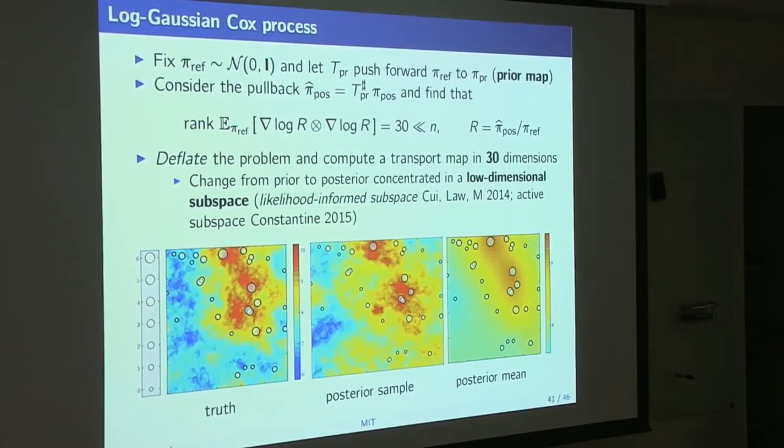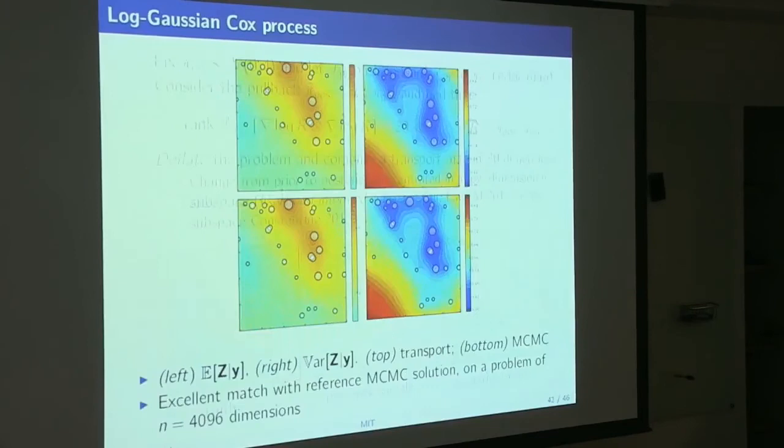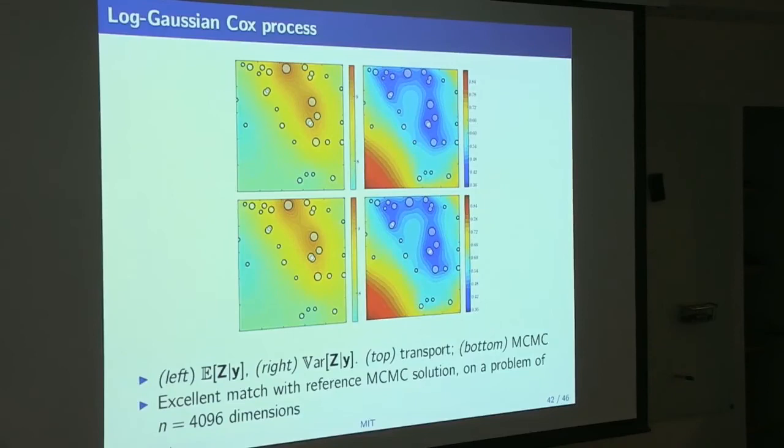So even though the problem is notionally very high-dimensional, 4,000-dimensional because it's a 64 by 64 grid, the difference from the prior to the posterior is concentrated in a low-dimensional subspace. Here's the truth. Here's a sample from the posterior. Here's the posterior mean, and you can see it sort of recovering the field. If you do this, you essentially need to construct a pretty low-order map in 30 dimensions, which is doable. And you can compare the results with MCMC. On the top is the mean and the variance that I construct with the transport, and on the bottom is the mean and variance from MCMC, and they match very, very well.